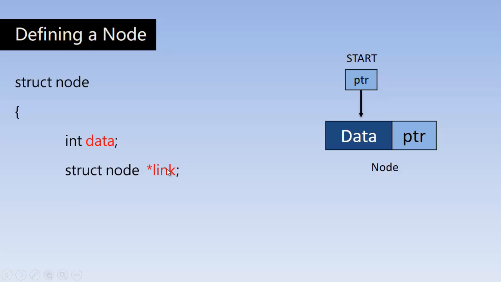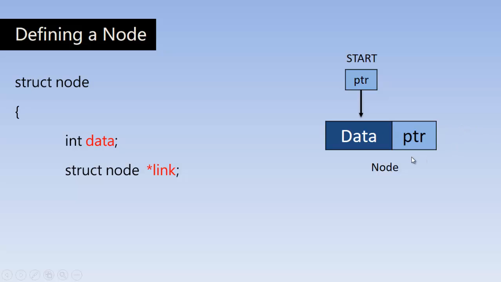So here link is a pointer variable. This is the same as PTR. Link represents the pointer part of the node, so PTR and link are the same here. Link is a pointer of type struct node because every pointer should be of the same type as the thing it is going to point to, right?